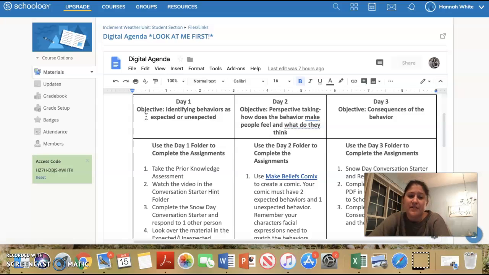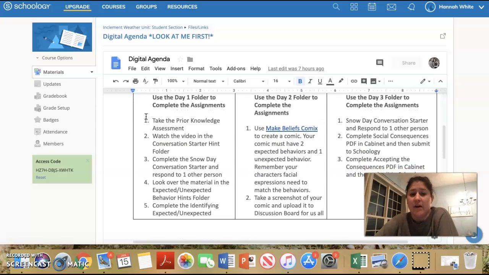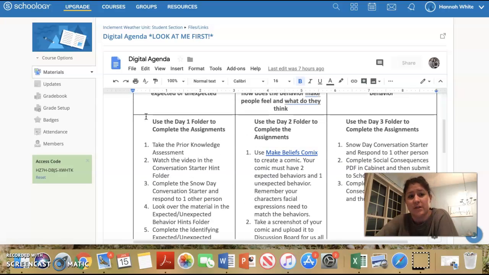Day 1 focuses on identifying the behaviors. Day 2 focuses on perspective taking. How does this behavior make people feel, and what do they think when they see the behavior, or what do I think when I see the behavior? Not all my students have major behaviors, but we work on, what's your perspective on it? And what's the appropriate way to handle our perspective instead of calling out and pointing it out to the class? We can have some thoughts about it and we move on. Then day 3 is a focus on consequences of the behavior. Under that, for each day, it tells you exactly what you're going to be doing and where to find the materials.